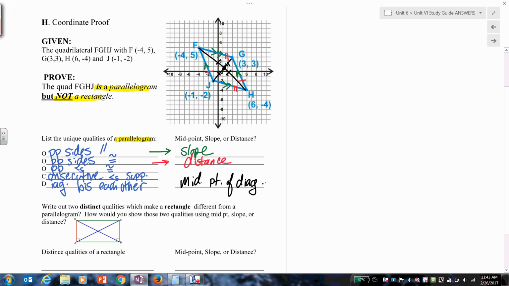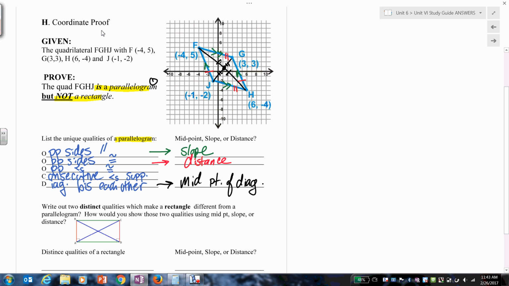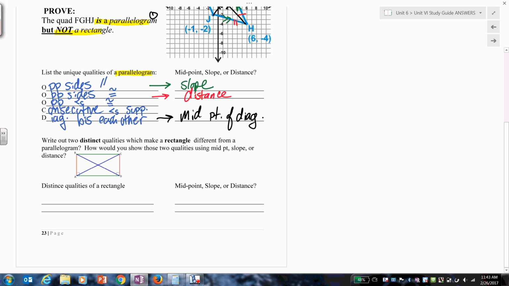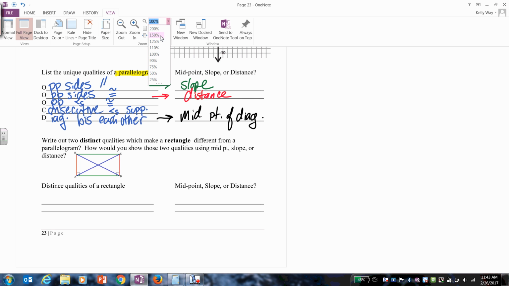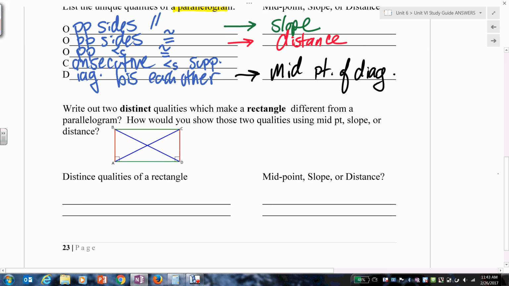Now you only need to show one of these 3, not all 3. But you either use slope, distance, or midpoint to demonstrate first, positively, yes, that it is a parallelogram. Then you have to disprove that this is a rectangle. So you ask yourself, what are the 2 distinct qualities that make a rectangle different from a parallelogram?